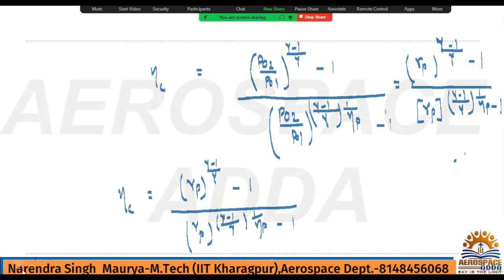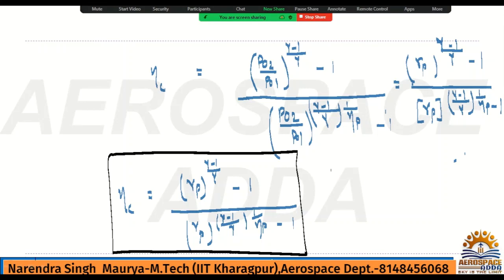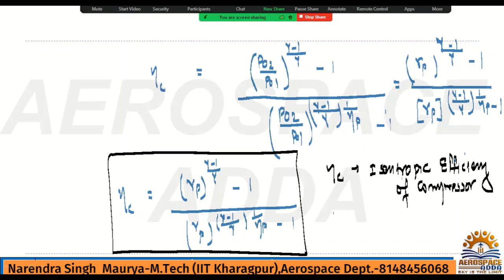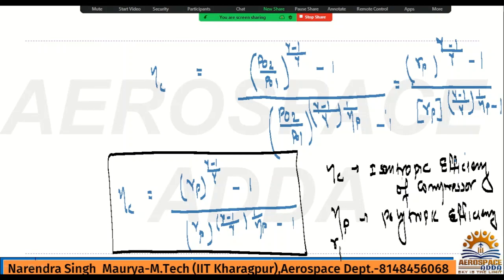Okay, so this is very important, and this formula will be very useful for the conversion between eta c and eta p. Let me write: eta c is the isentropic efficiency of the compressor, eta p is the polytropic efficiency, rp is the pressure ratio of the compressor. If you know this formula, the latest GATE question was based on this. If you know this formula, within a second you can go for the question and hit that.